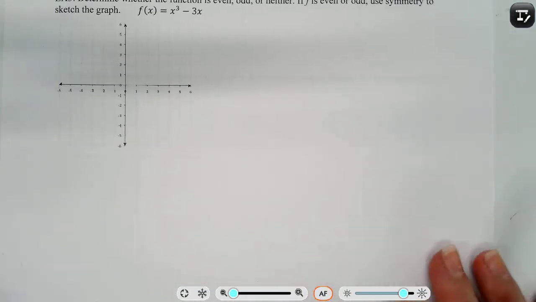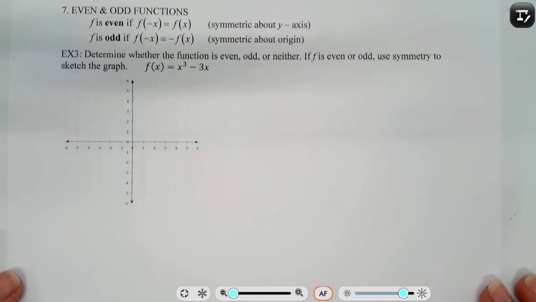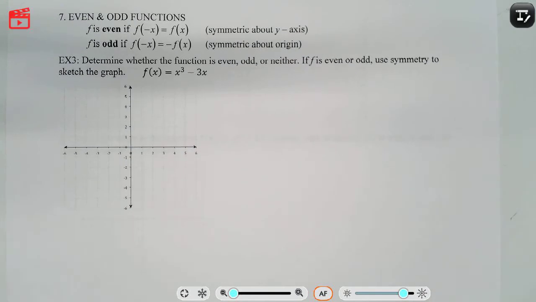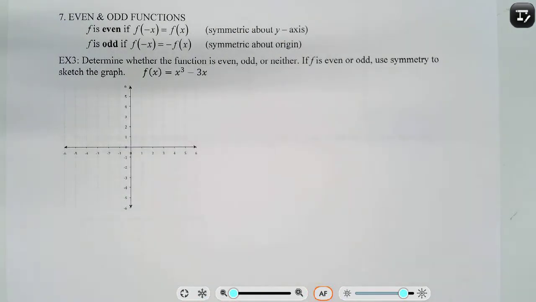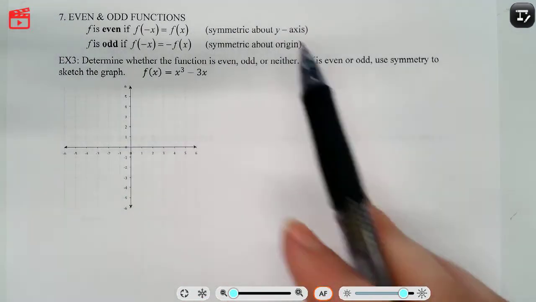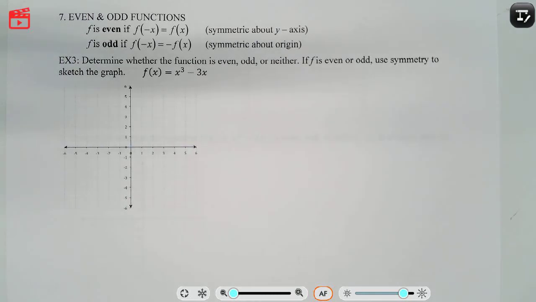Last example for this section, 2.6. Okay, we're looking at even and odd functions. So it has to do with the symmetry test we've been doing before. A function is called even if when you input the negative x value, you get back the original function, which means it's symmetric about the y-axis, as we did before. And a function is odd if when you input the negative value, you get back the opposite of your original function, which means it's symmetric about the origin.